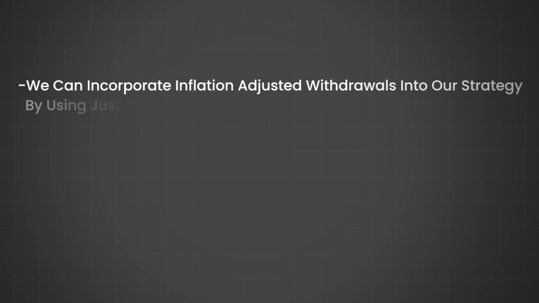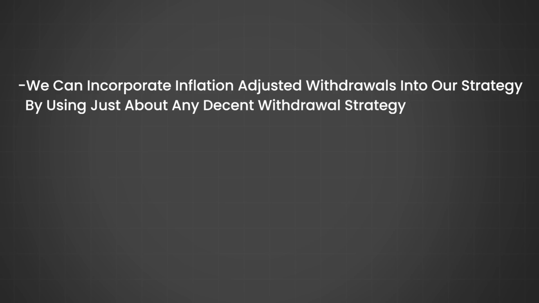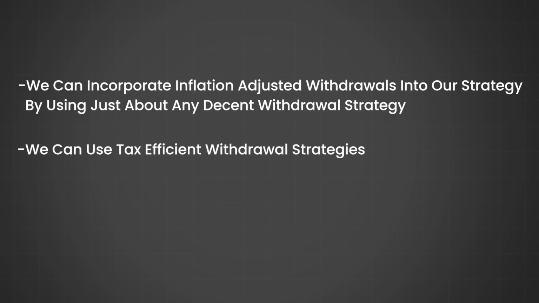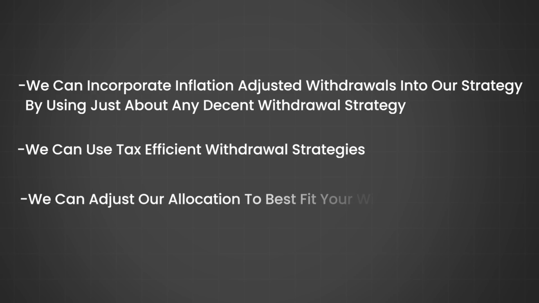So here are three things anybody can do. First, we can incorporate inflation-adjusted withdrawals into our strategy by using just about any decent withdrawal strategy. As I mentioned earlier, I like the modern guardrail strategy, but even the 4% rule has an increase for inflation. Next, we can use tax-efficient withdrawal strategies, things like managing the order of withdrawals from your accounts and engaging in forward-looking tax planning strategies. One of the most important things is to have your advisor create that income tax projection for the upcoming year before you create your income as a retiree. And third, we can adjust our allocation to best fit our withdrawal strategy. I prefer protecting the early years in retirement and increasing that equity glide path as you get older.